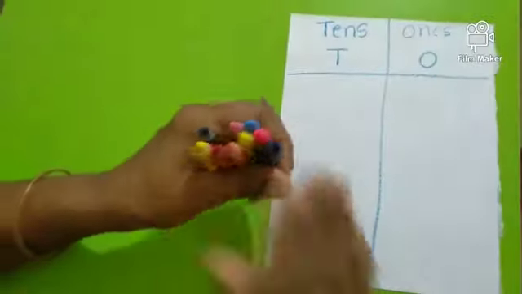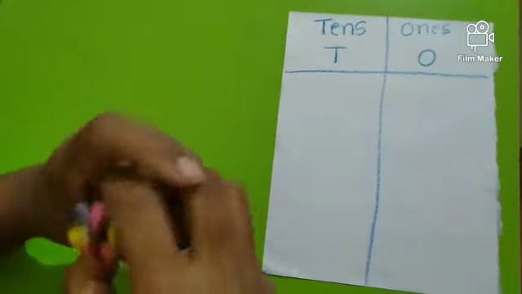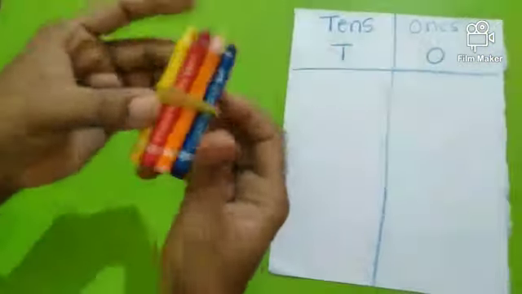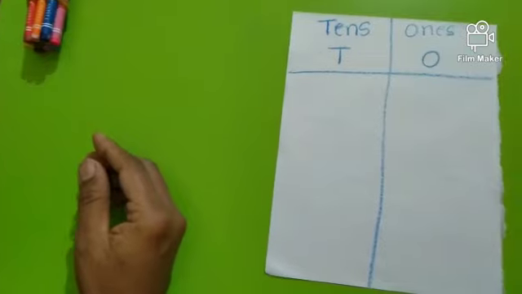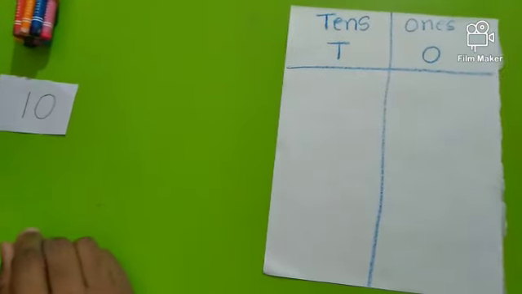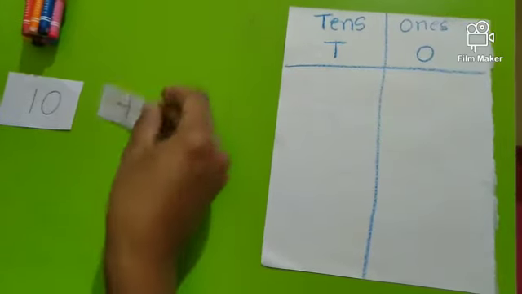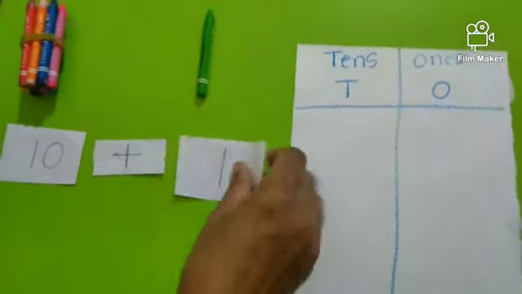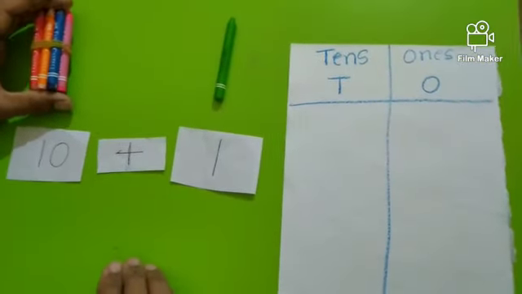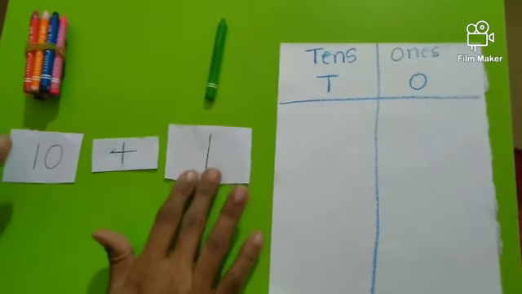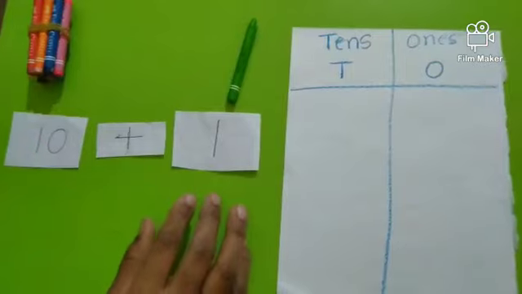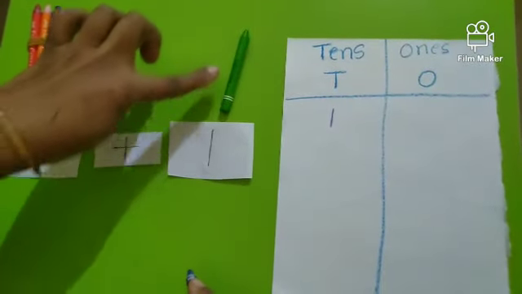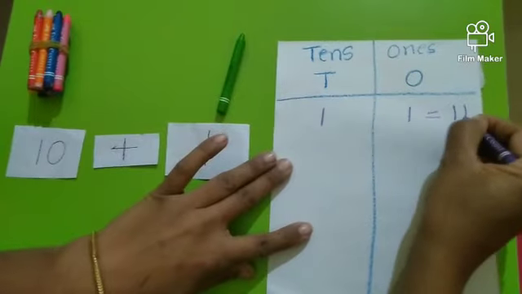Let me tie all these 10 crayons and make one set. So this will become one group. So this is 10 crayons, one group. Now we are going to add one. So here, number one. A group of 10 crayons comes as one ten, and ones is only one crayon. So we are going to mention tens is one, ones is one, 11.